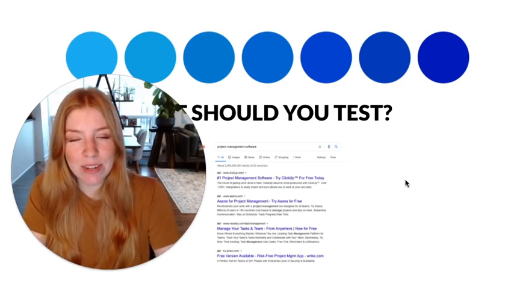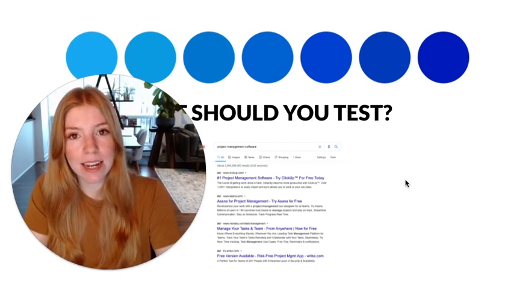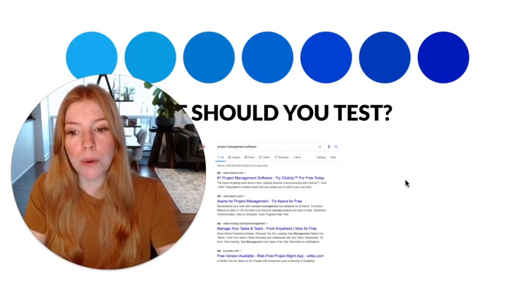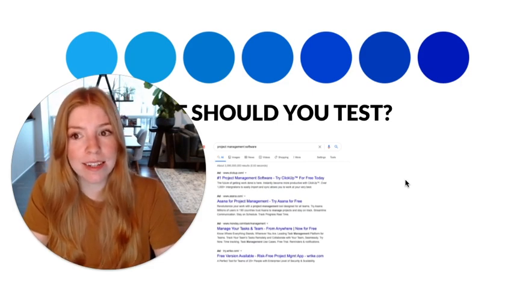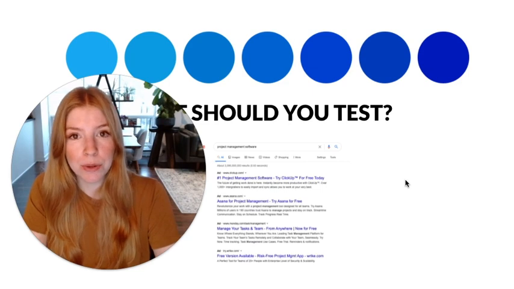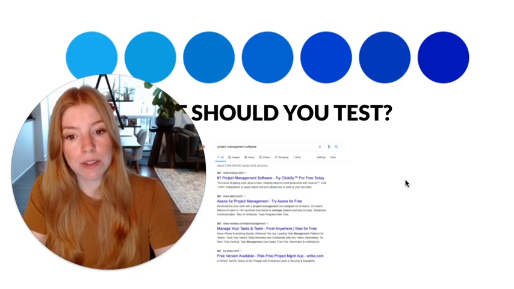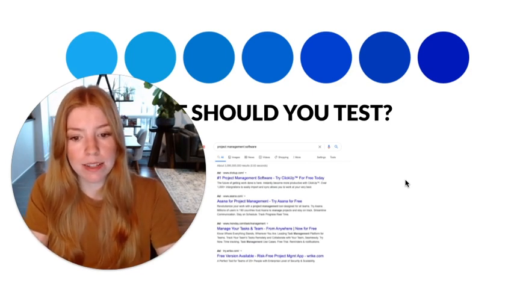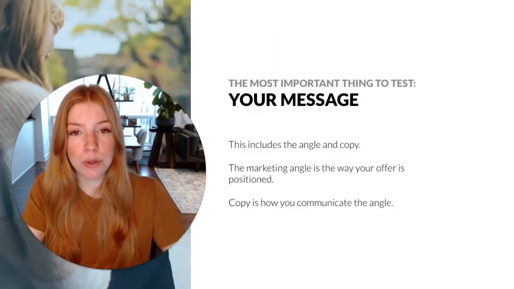And this kind of test is, I think, what a lot of people think of when they think of A/B testing. They think of testing a red button versus a blue button, or this image versus that image. But the reality is that most businesses don't have the amount of traffic that Google does. They don't have large enough budgets to be focused on testing these kind of color tests. They need to be focused on testing the thing that matters the most. And that is your message.